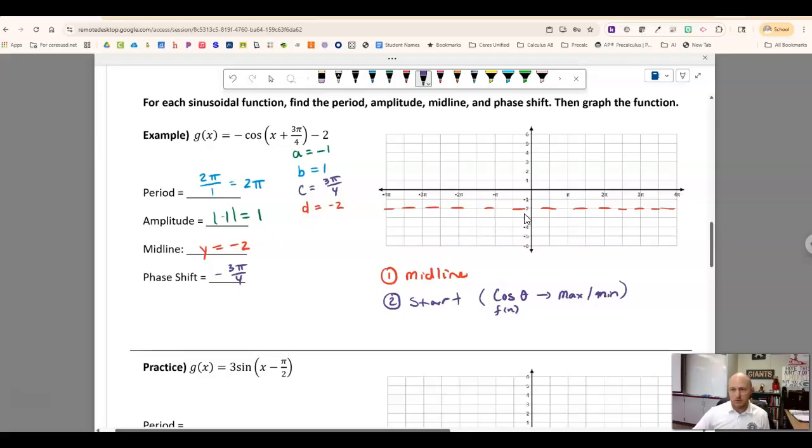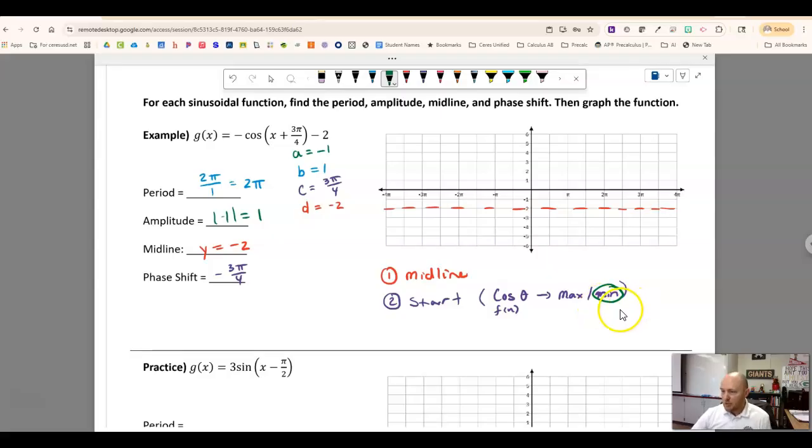Okay, so maximum or minimum, not the midline. That would be sine function. Now what you should note here is that your a value is negative. Notice how a is negative? So that's going to cause me to start at my minimum for my cosine function, okay?